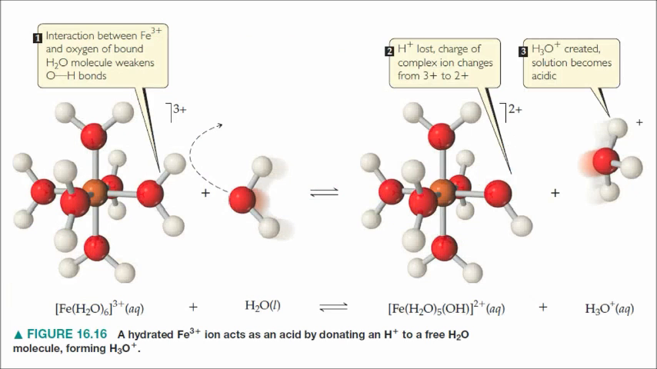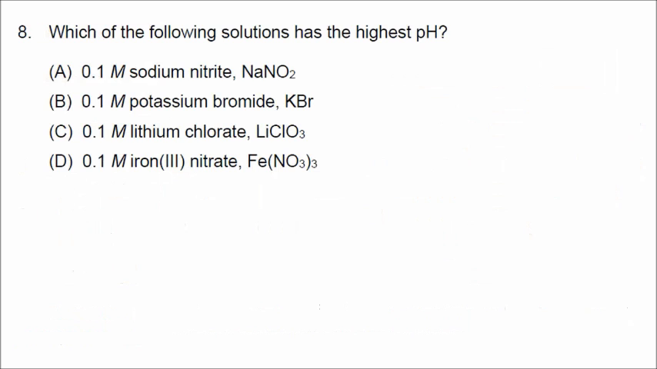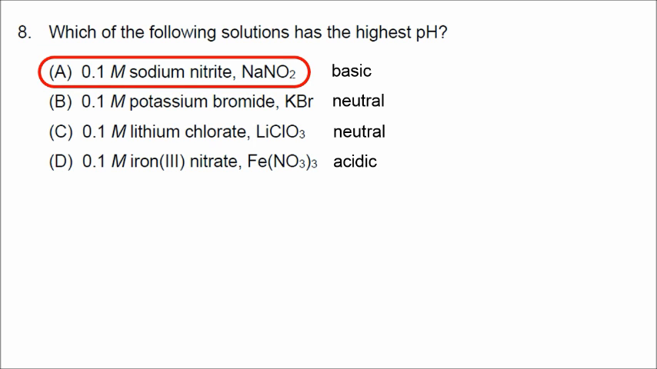And we see this diagram in which iron can be slightly acidic. So choice D is acidic because it contains iron ions. Both lithium and chlorate are neutral. Potassium and bromide are neutral. But the nitrite ion, which comes from a weak acid, HNO2, nitrous acid, is the conjugate base of a weak acid, so it behaves as a base in solution.